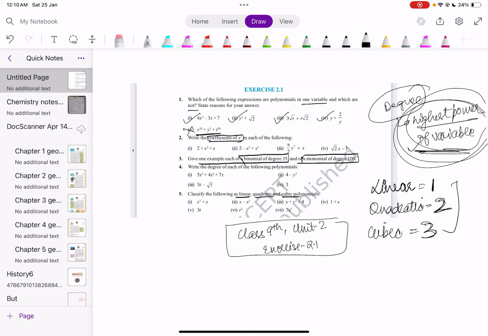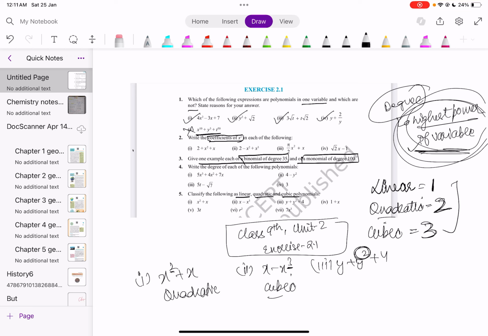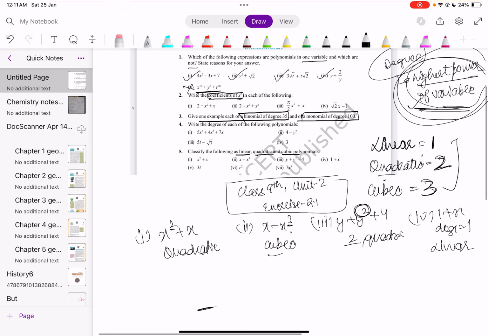Now in the first question, we have x square plus x. What is the degree here? 2. So 2 degree means it's quadratic. Second part, x minus x cube. What is the degree here? 3. 3 means cubic. Third, we have y plus y square plus 4. What is the degree here? 2. 2 means quadratic. Fourth is 1 plus x. What is the degree here? 1. So this is linear.